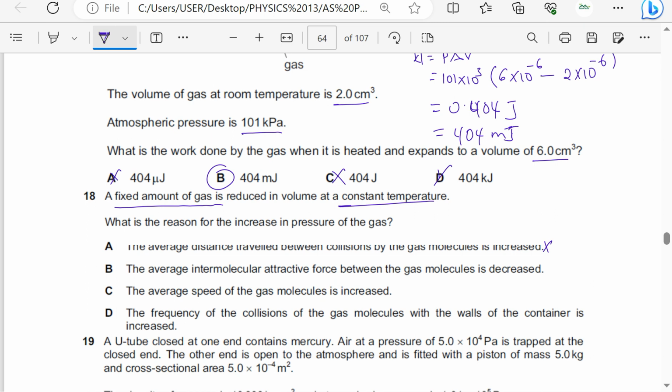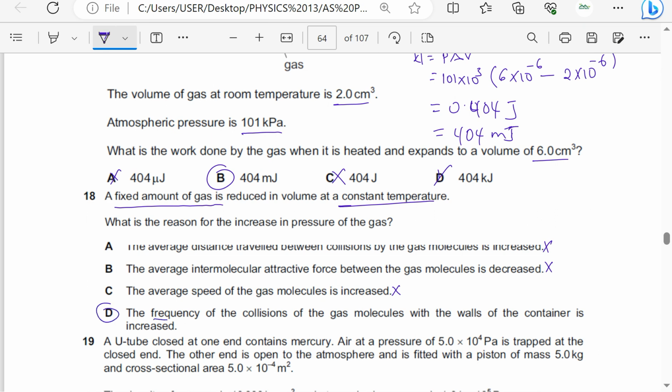The average intermolecular attraction force between the gas molecules is decreased. When the volume is decreased, it means the molecules come closer, so the force of attraction could increase, so this is out. The average speed of the gas molecules is increased. When the volume is reduced, the average speed of molecules, yes, it could increase. But remember, the temperature is constant, and temperature is the average kinetic energy of the molecules, which is determined by the average speed of the molecules. So this one is not correct because temperature is constant, so the speed of the molecules does not increase.